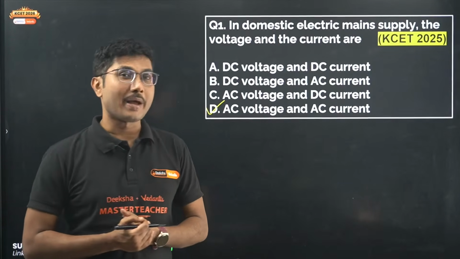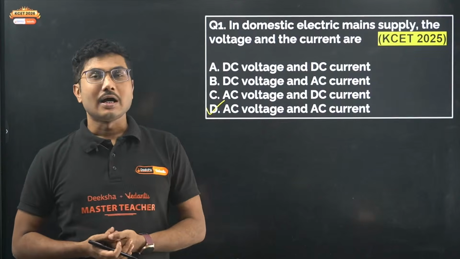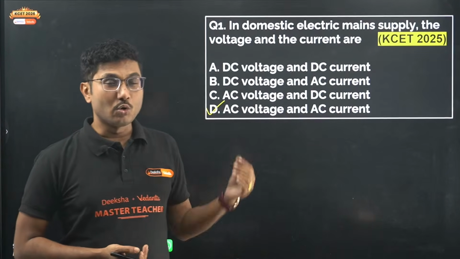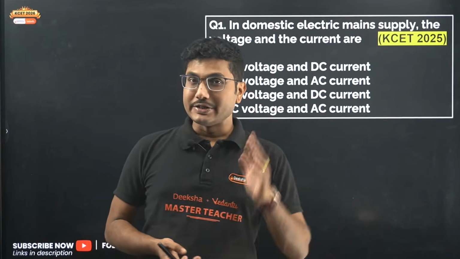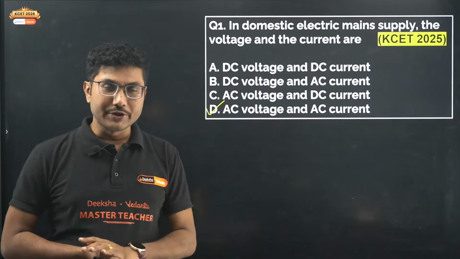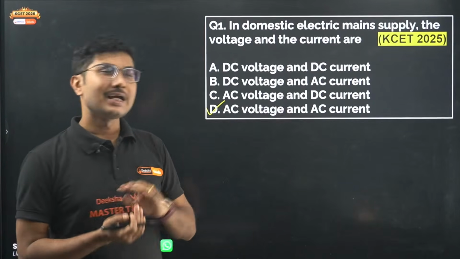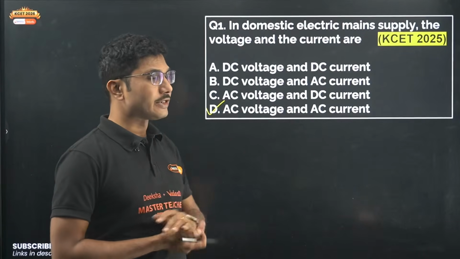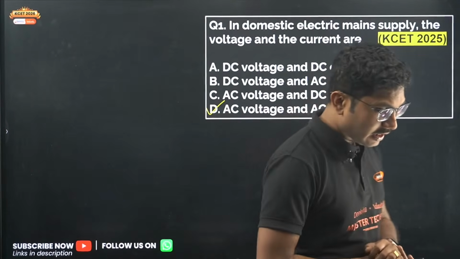It is easier to manage, right? You can send it over long distances, you can send high voltage and low current, but when it reaches your home, the voltage value is reduced and the current value is increased, and thus it is transferred to your household. Okay, so AC voltage, AC current is the answer.